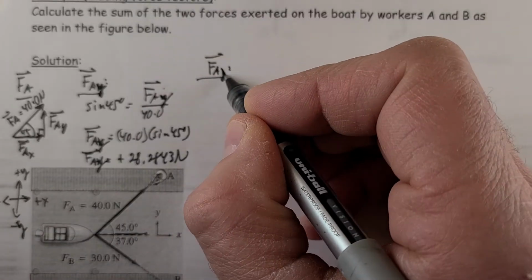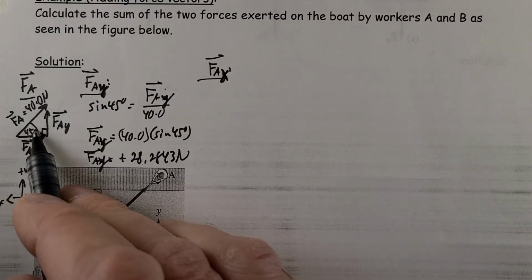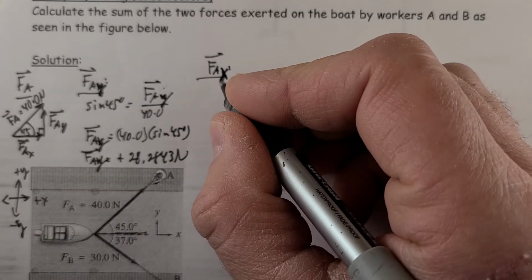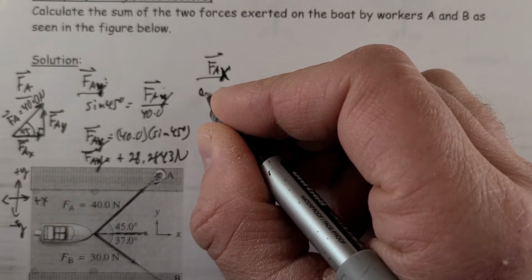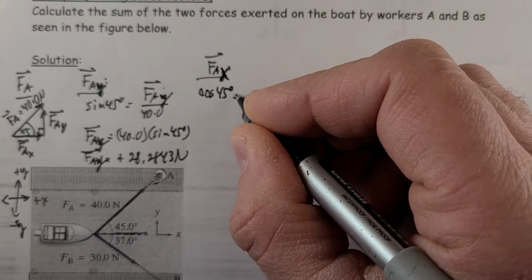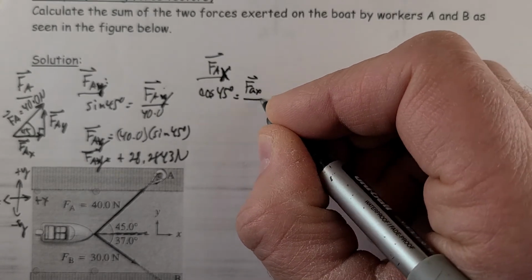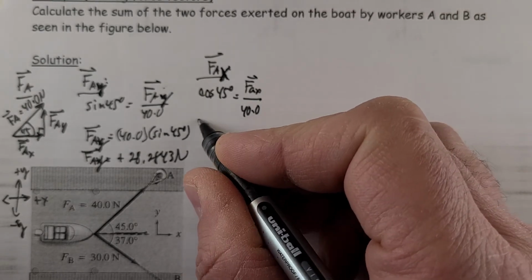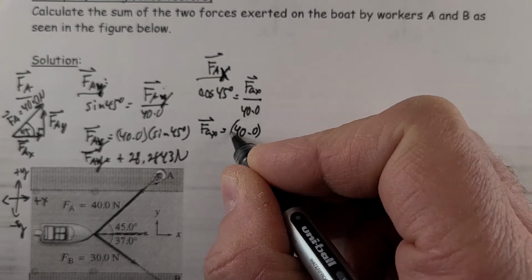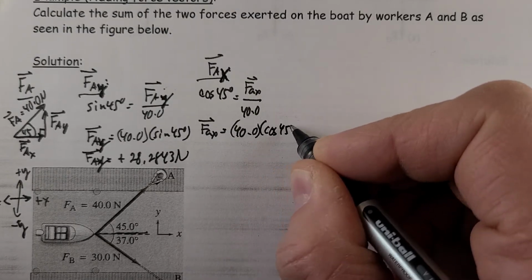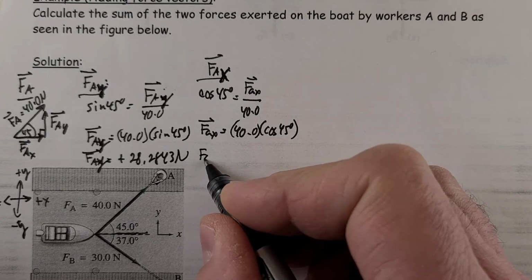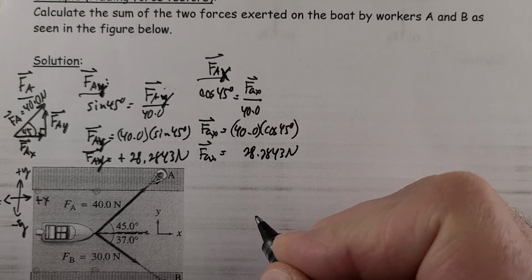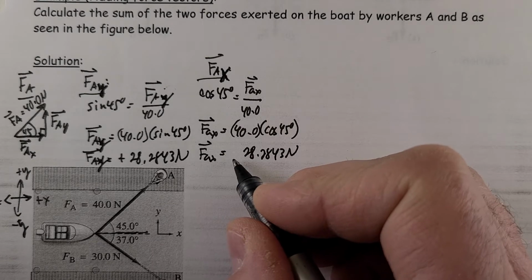Now, FAX, that is the adjacent side, the side that makes up the triangle that isn't the hypotenuse. So FAX, yes, that we're going to be figuring out with cos. So FAX all over 40, and then multiply each side by 40. And I'm going to get FAX equals 40 multiplied by the cos of 45. And for that, I get the same answer, 28.2843. So lucky for me, even though I made a mistake there and fixed it up, I get the same answer.